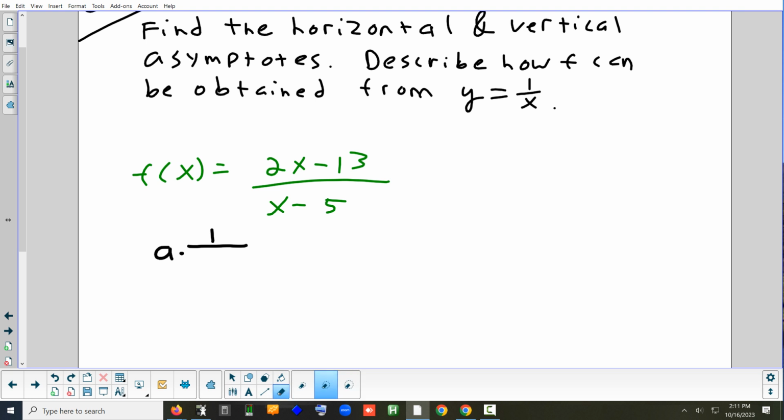Actually, I want to use the letters, but I want to put them in the correct order. Let's do x minus a times b plus or minus c. I don't think we're going to have to deal with the fourth transformation in this section, so I'm just going to stick with those letters.